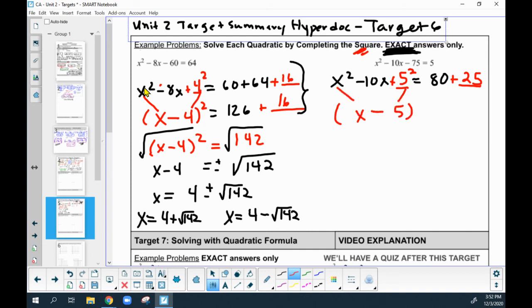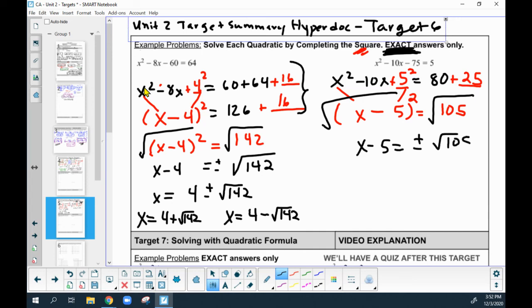Middle sign's minus. Perfect square. This is 105. Again, not a pretty one, but it's going to work. So those 2 steps are done with completing the square, and now you use the radical to finish. X minus 5, positive and negative square root of 105, and then you write your answer by moving the 5. So x equals 5 plus the square root of 105, and then x equals 5 minus the square root of 105.